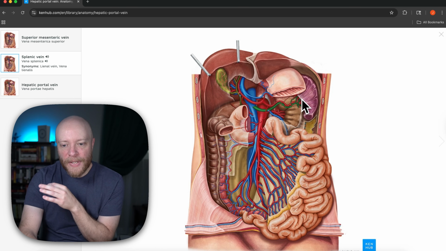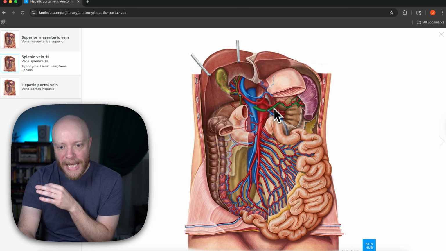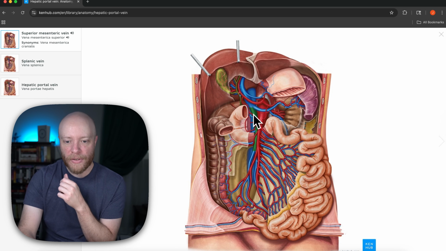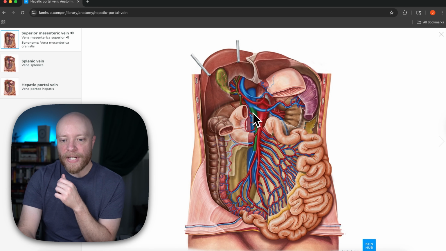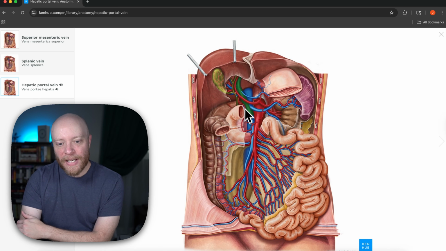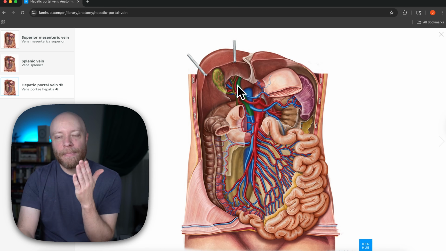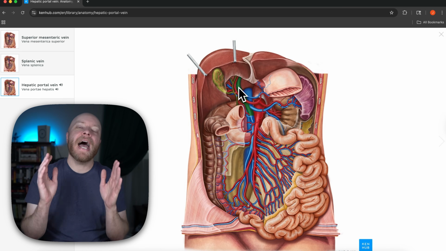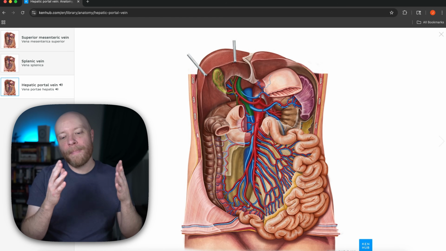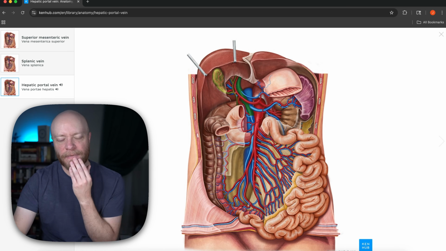But we have blood that is going to be coming from the spleen, and it is going to be converging with that superior mesenteric vein. So if we actually look back here, here's the superior mesenteric vein, and then here is going to be that splenic vein. And what they are converging into is this right here, which is the hepatic portal vein. Anytime you see that prefix hep, that is going to be all about the liver. So hepatic is just saying it pertains to the liver itself.